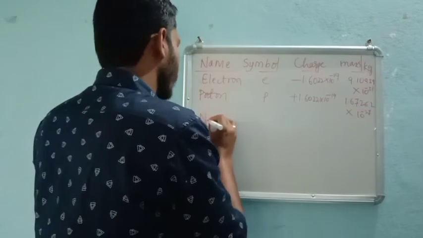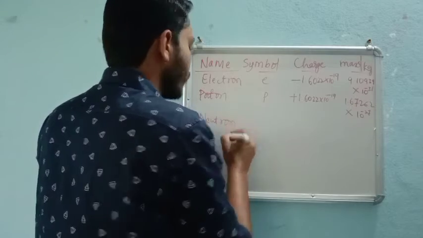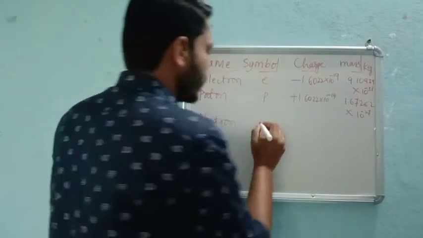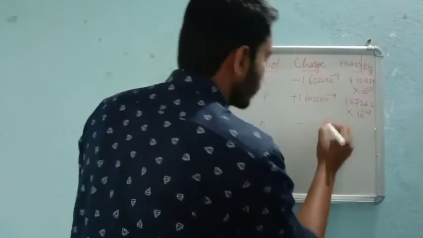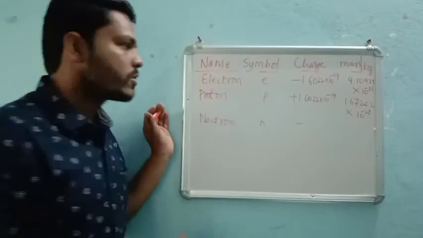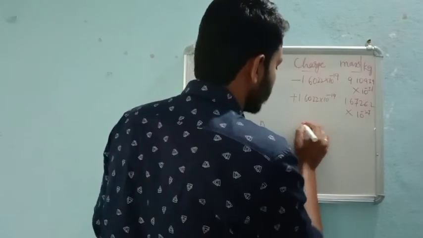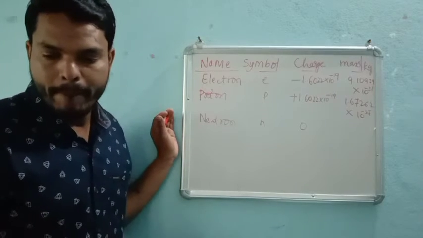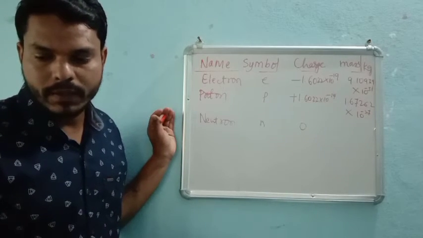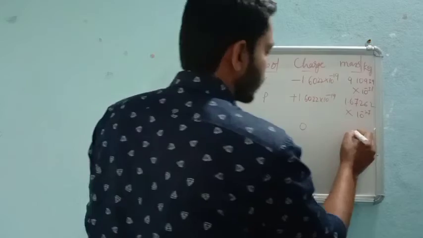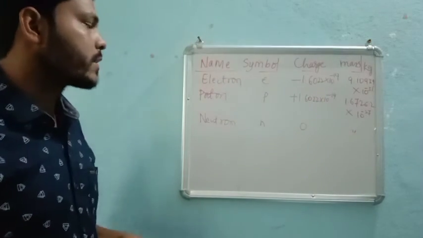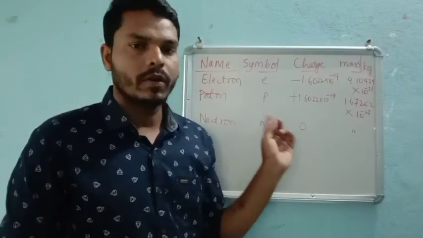And later, one more: the neutron. The neutron is represented with a small n, which has no charge. Charge is 0, and whose mass is the same, just like a proton. So this is extra. You can have this in your notes.